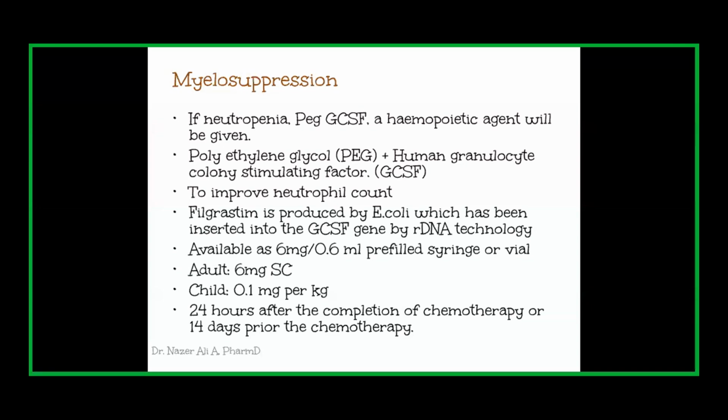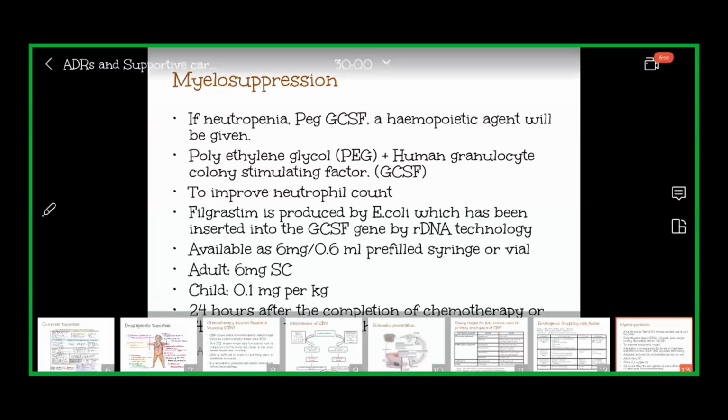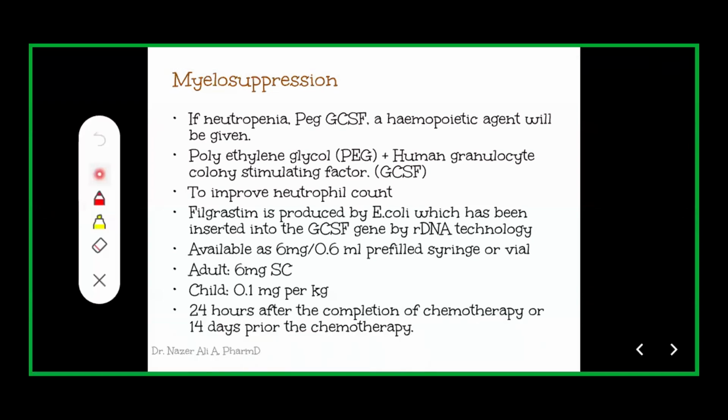So filgrastim is produced by the E. coli, by rDNA technology, in which the GCSF gene is inserted. Okay, so that is the filgrastim. Filgrastim will be administered on the day before the chemotherapy if the patient is hematologically unstable, because we can't delay the chemotherapy. The disease may progress. So probably they may delay by 1 or 2 days, but more than that is not acceptable. Suppose prophylactically, certain drugs are highly myelosuppressive.